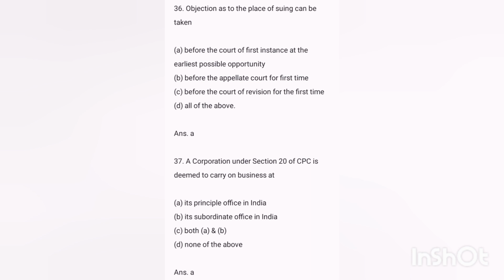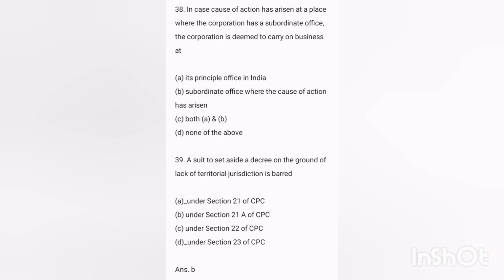Next, a corporation under Section 20 of the CPC is deemed to carry on business at. Answer was its principal office in India. Next, in case the cause of action has arisen at the place where the corporation has a subordinate office, the corporation is deemed to carry on business at. Answer is C, A or B both. Next, a suit to set aside a decree on the ground of lack of territorial jurisdiction is barred. Answer was under Section 21A of CPC.